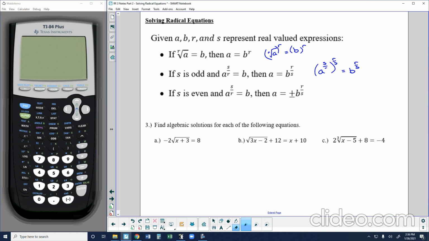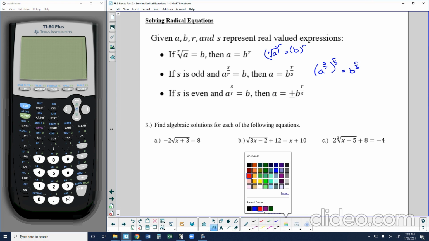Now, let's take a look at some examples. In number 3, it says find algebraic solutions for each of the following equations. Again, as I mentioned, we're going to follow reverse order of operations, or SADMAP. What we need to do here is take care of roots, which are another way of writing exponents. So that would be the E in the reverse order of operations. PEMDAS is simplifying.